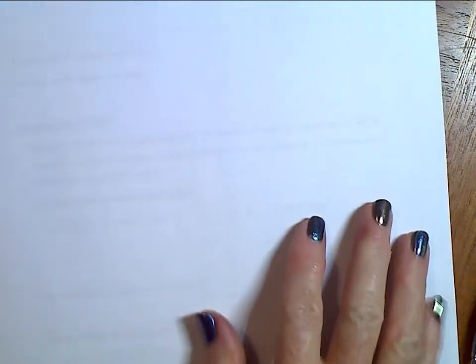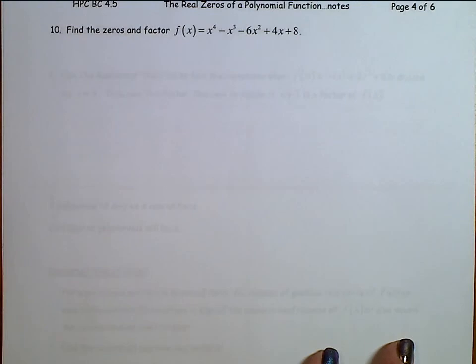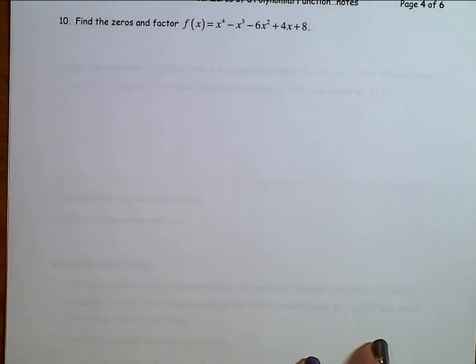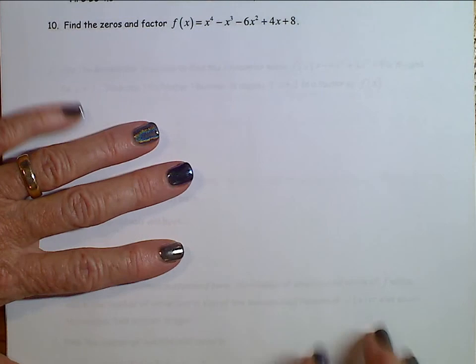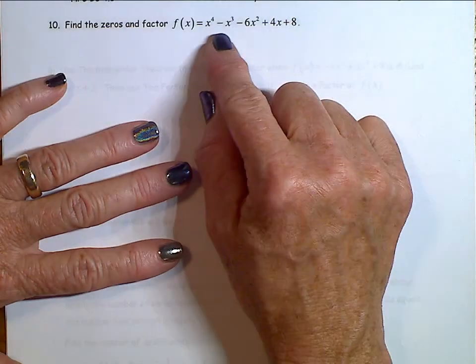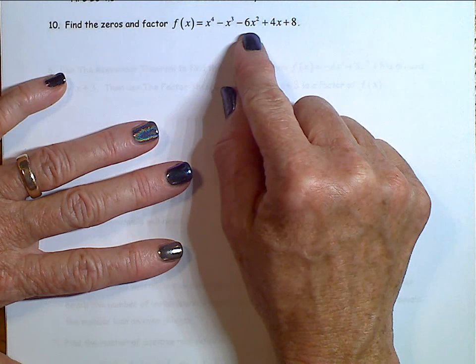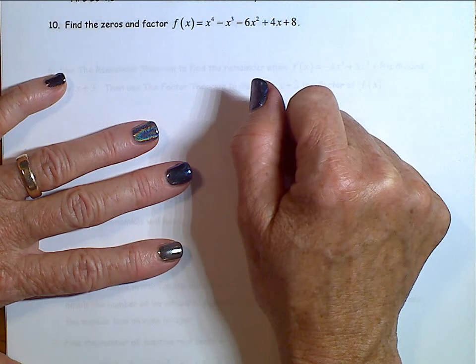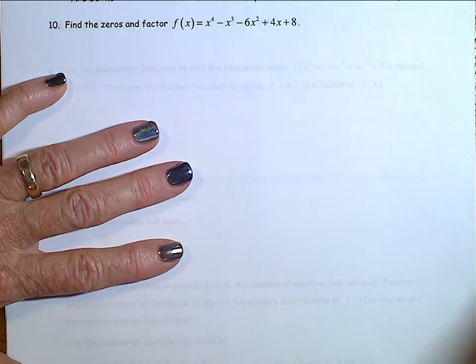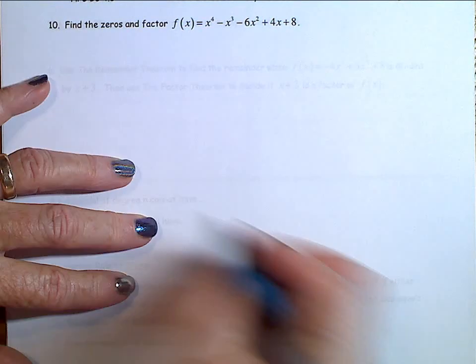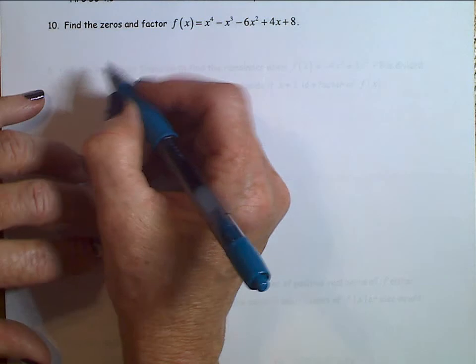All right, last one for today. Let's look at this problem. If I can find it, there we go. I want you to find the zeros and factor f of x equals x to the 4th minus x cubed minus 6x squared plus 4x plus 8. All right, 5 terms. Can't factor anything with 5 terms. So let's use this new concept of the p over q factoring.